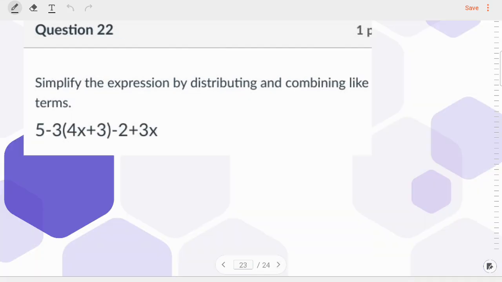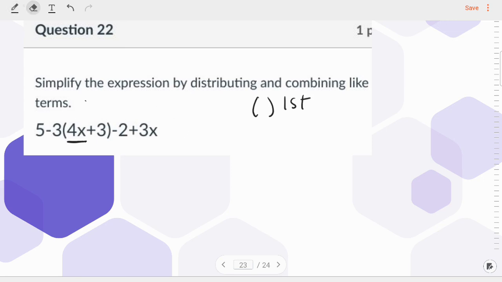All right, 2 more. Question 22. This looks like a toughie, but we're going to break it into little bits. So I'm going to remember that I can't combine anything inside parentheses with anything outside. That's in, that's out. I can't combine them. I need to get rid of my parentheses first, so everything is outside.